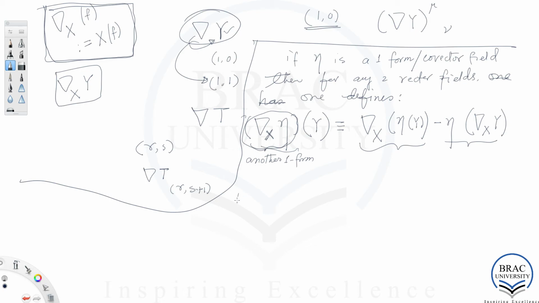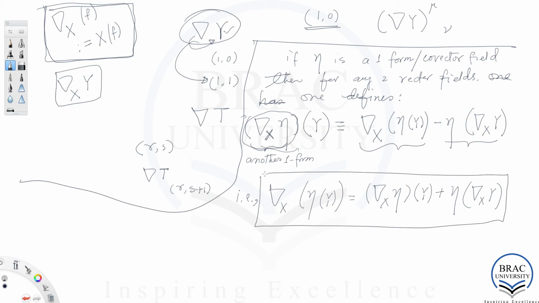So what we end up with is as follows. Nabla X eta acting on Y is equal to this thing, nabla X eta, which is another one form. This guy acts on the vector field Y to give a scalar function, and that gets added to this expression, eta(nabla X Y). Okay, this is what we have.